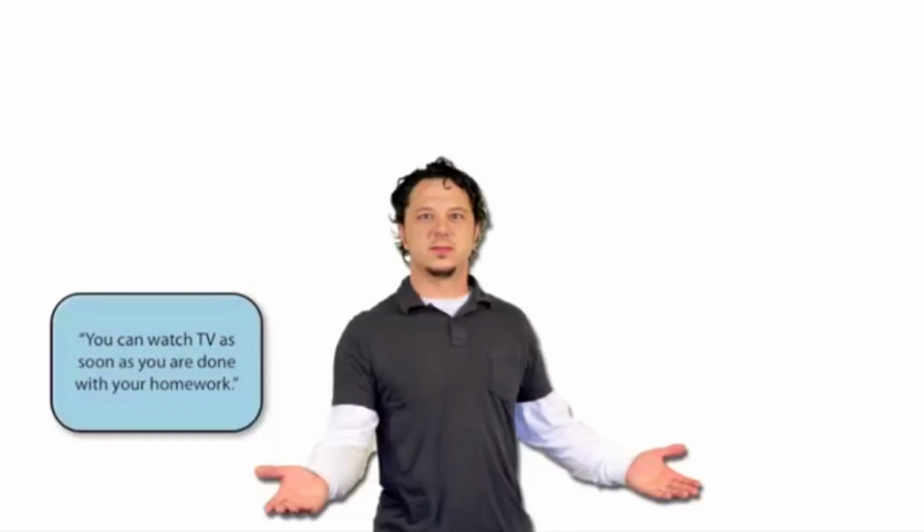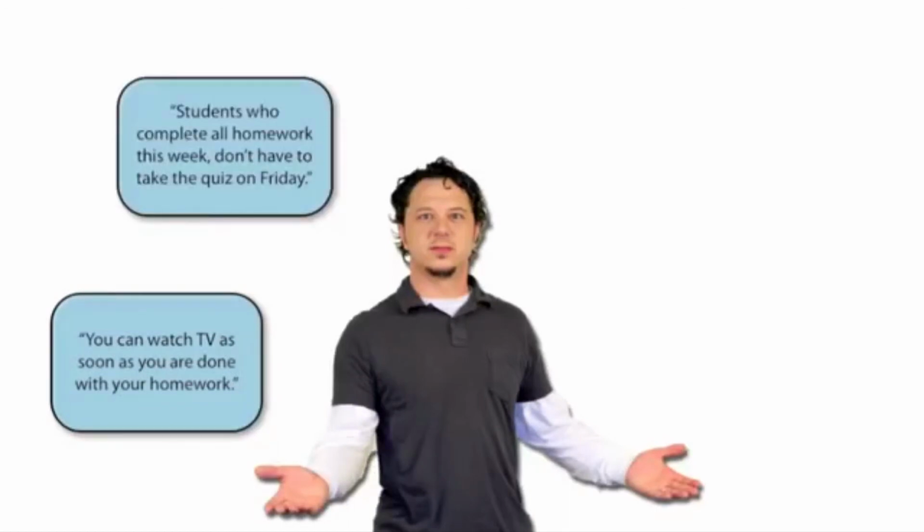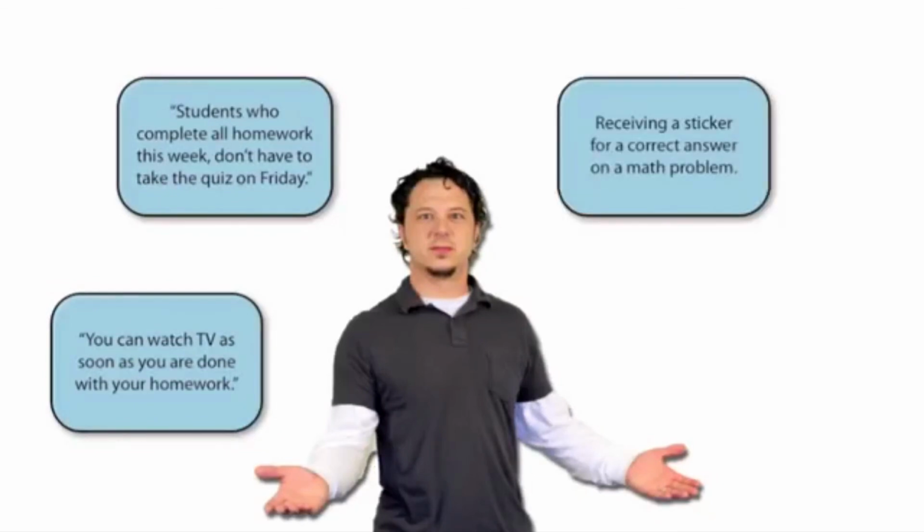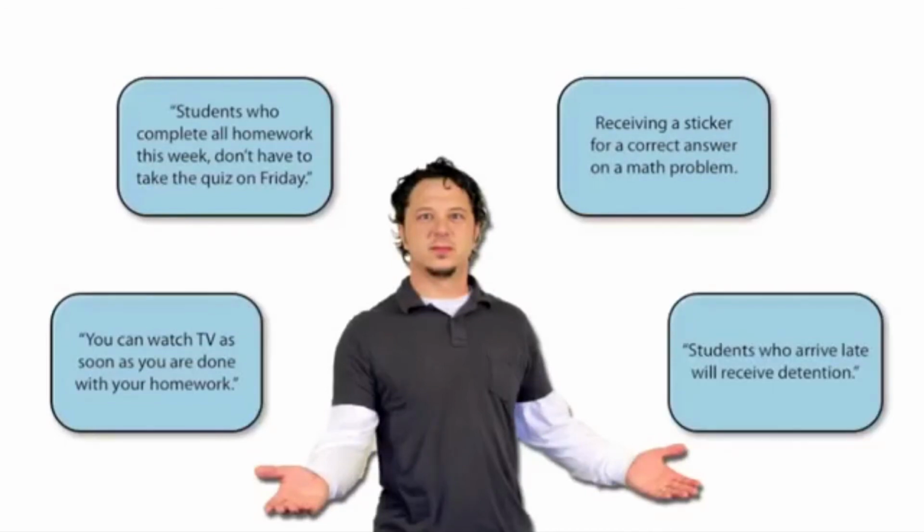You've probably seen behaviorism at work and didn't even know it. Behaviorism is often used for shaping classroom behavior and helping students learn basic facts and skills. Common examples include, you can watch TV as soon as you're done with your homework. Students who complete all homework this week don't have to take the quiz on Friday. Receiving a sticker for a correct answer on a math problem. And students who arrive late will receive detention. These are all examples of behaviorism at work in the classroom.